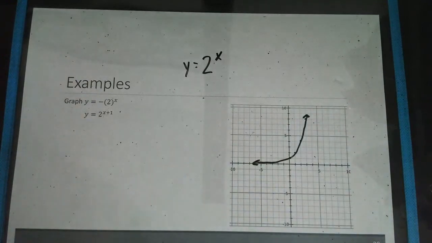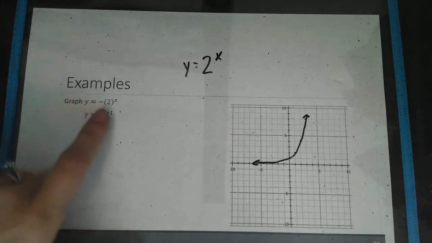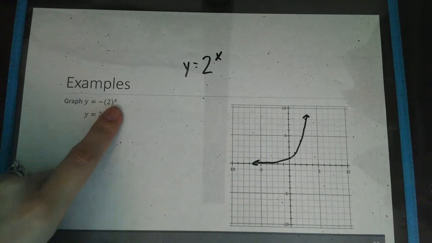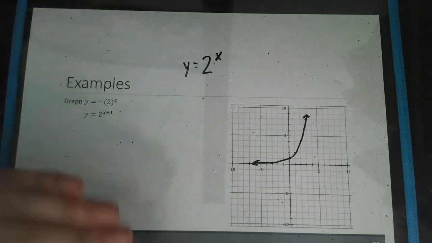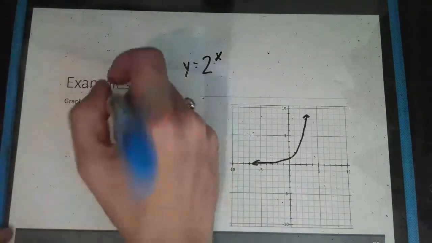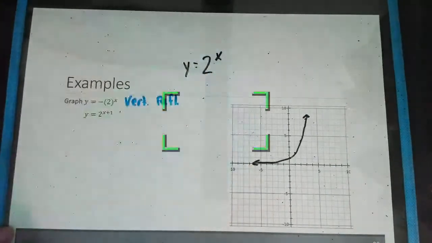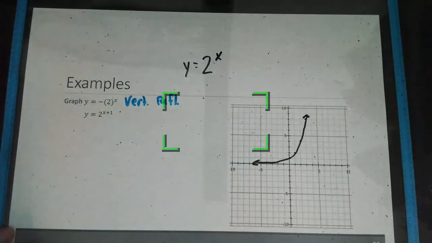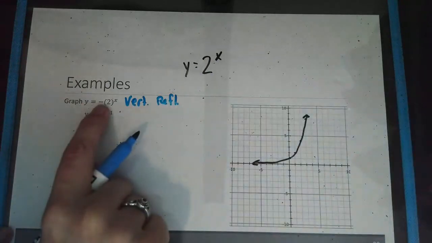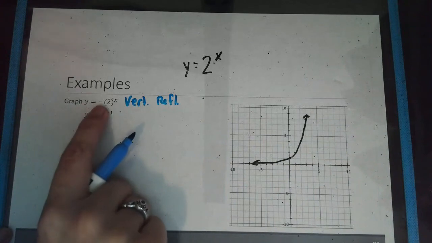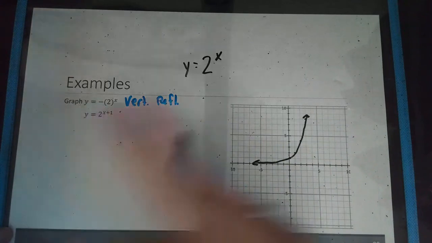So let's start with y equals negative 2 raised to the x power. The negative isn't attached to my x, so I think of my negative as being attached to my y. If the negative is attached to my y, then I'm flipping in the y direction, so I'm flipping vertically. So this is going to be called a vertical reflection. It just means I'm going to flip or reflect over the x-axis. In other words, I'm taking all of my y values and making them negative, or changing the sign.